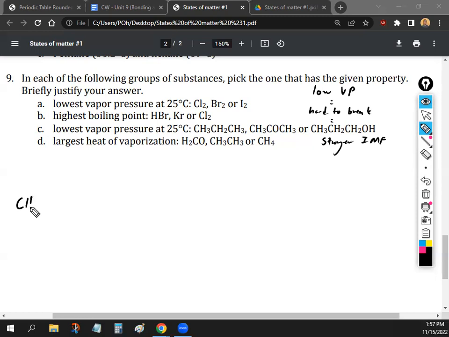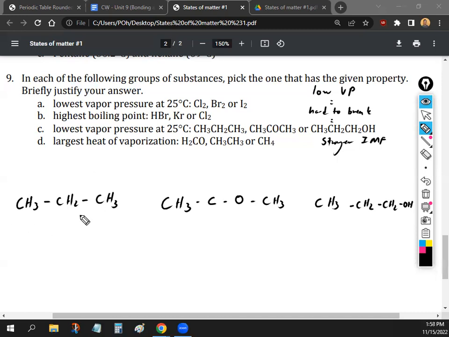The first compound is just CH3, CH2, and CH3. The next one is CH3, there's a C, there's an O, there's a CH3. And the last one is CH3, CH2, CH2OH. Let's start with the first one. Let's just look at this. Is this polar or non-polar?